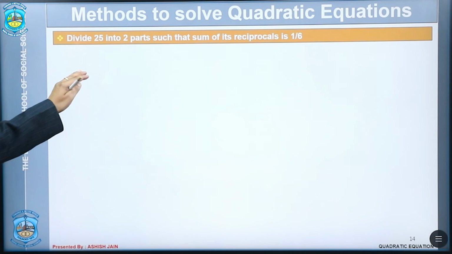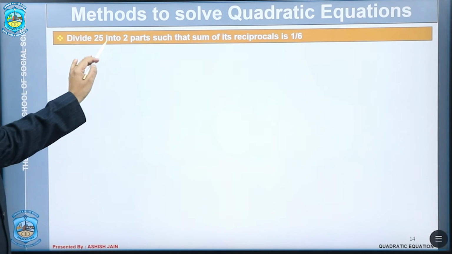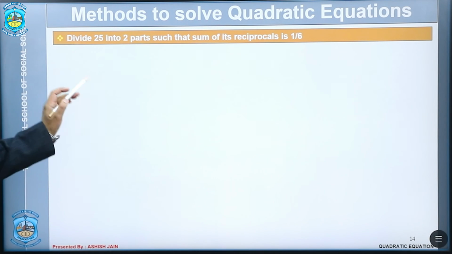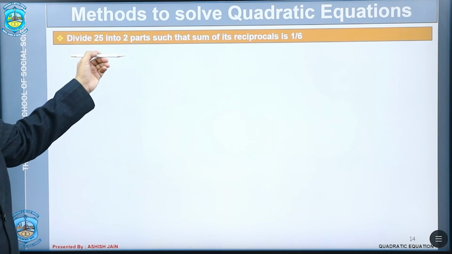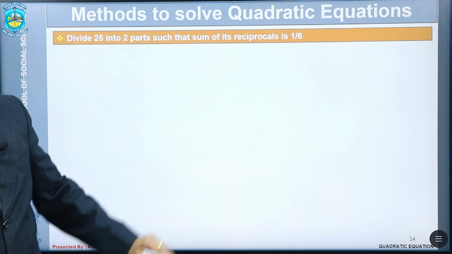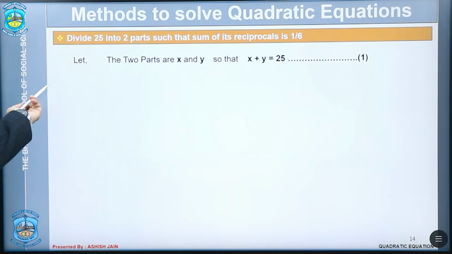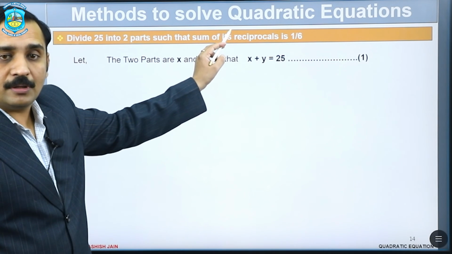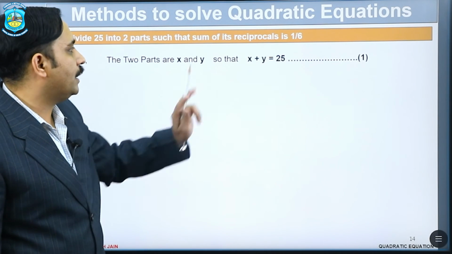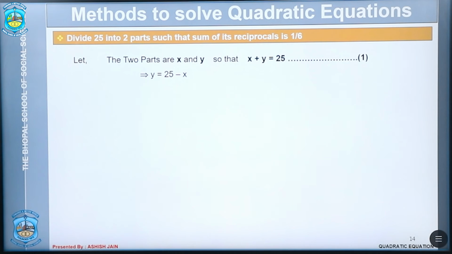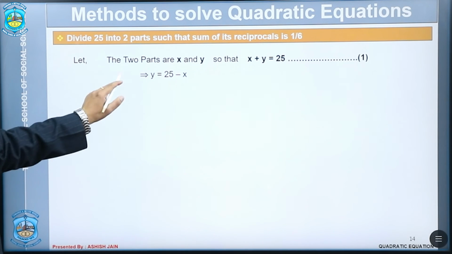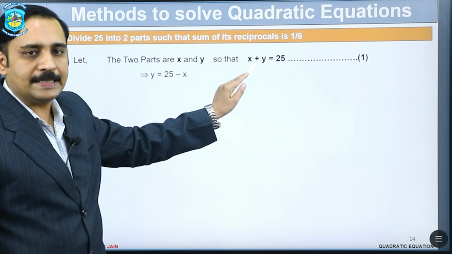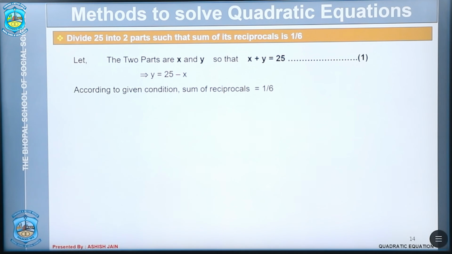Now, this is a word problem. Divide 25 into two parts such that the sum of its reciprocals is 1 by 6. The question is, we have to divide the number 25 into two parts such that the sum of its reciprocals is 1 by 6. Now, what do we substitute? We substitute that let the two parts be x and y. According to the given condition, x plus y should be equal to 25, right? Mark it as equation number 1. Now, from this equation, we can say that the value of y is 25 minus x.